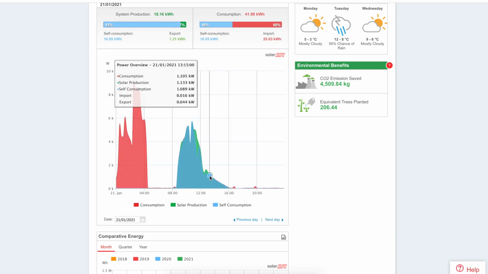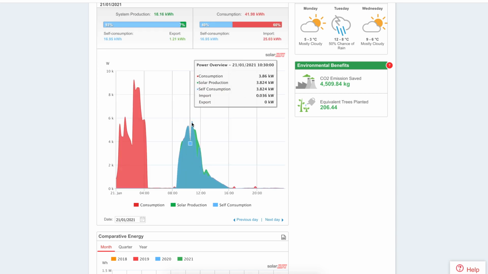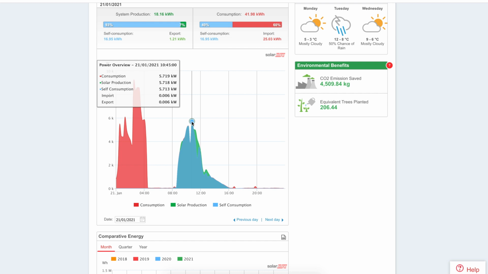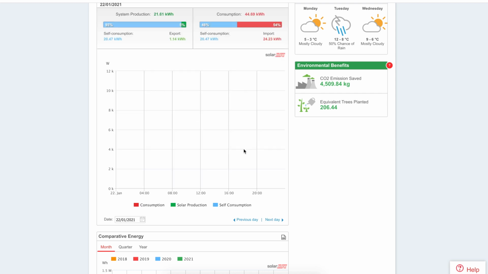Okay, 21st, actually some reasonable generation there. Peaking there, just over 5.7 kilowatts, which is pretty good. So 18.16 kilowatt hours for the day. Means you don't need to pull from the grid until the early hours of the morning.